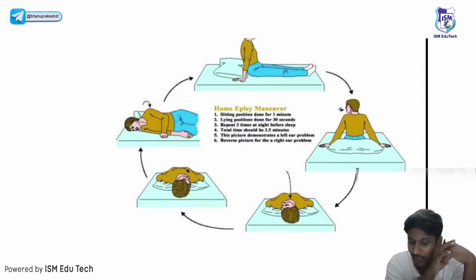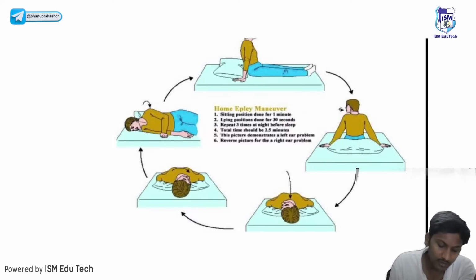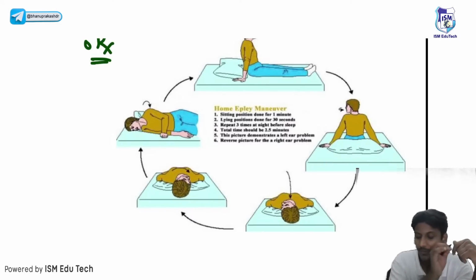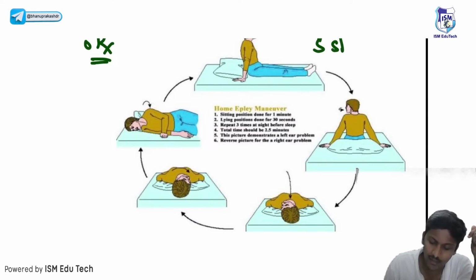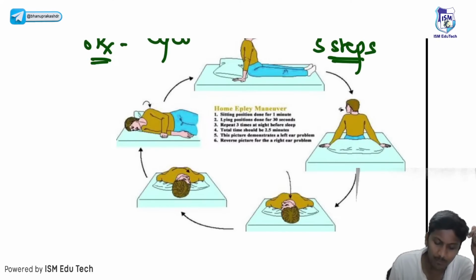Next is this condition. What is this? Here you can see this is another maneuver which is used for treatment of BPPV. This is a 5-step maneuver. It is not a 2-step. It is a 5 steps maneuver, and it is a cyclical maneuver which will keep on repeating itself.